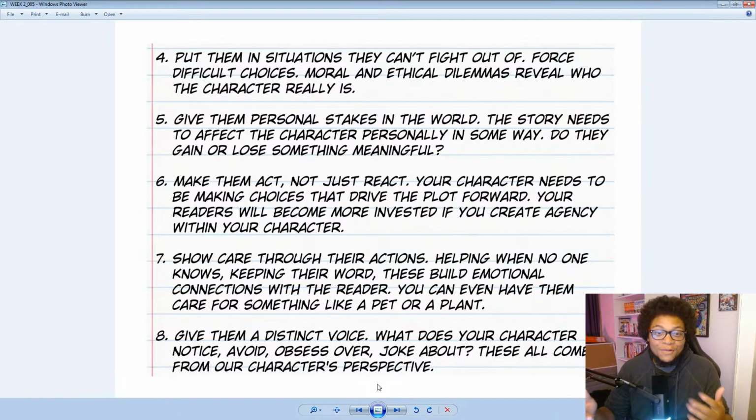Number 7, show care through their actions, helping when no one knows, keeping their word. These build emotional connections with the reader. You can even have them care for something like a pet or a plant. I really like this one.